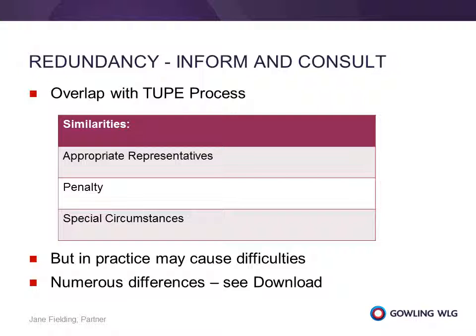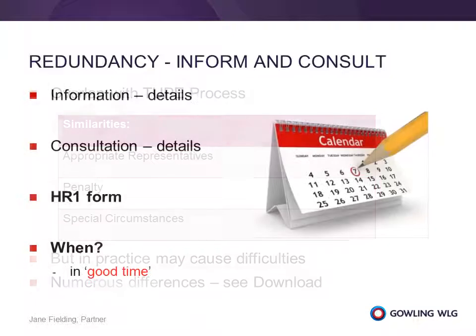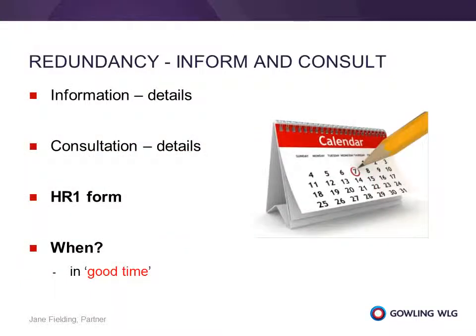So that will give you the details of what has to be given by way of information and more information about the consultation details. But the one thing I wanted to flag is, for redundancy, unlike TUPE, there is a separate obligation to deliver to BIS, so to the Secretary of State, with a copy to the representatives, an HR1 form. And that basically gives notification of the proposed redundancies, the numbers, timescale, etc. And it's to help the local job centre essentially plan for people coming and needing their support.